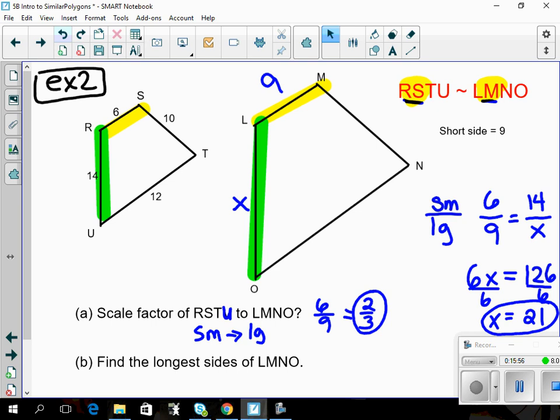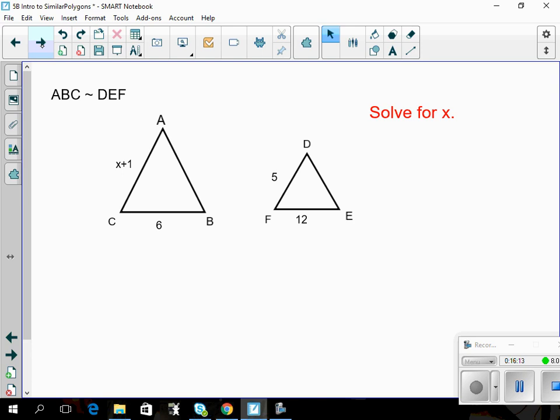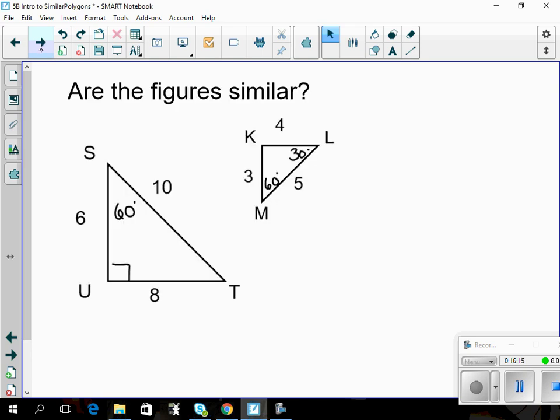So we can use that, right? We can find missing sides if we're told that they're similar, right? So if we have this similarity statement, we can find the measure of sides. In a minute, we're going to find the measure of angles. I don't want you to write the next example down, because there is one more I want you to write down. But I just want you to look at this one, okay?